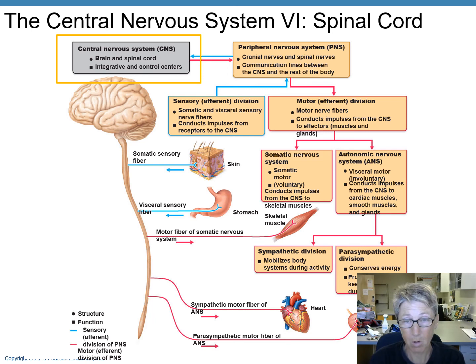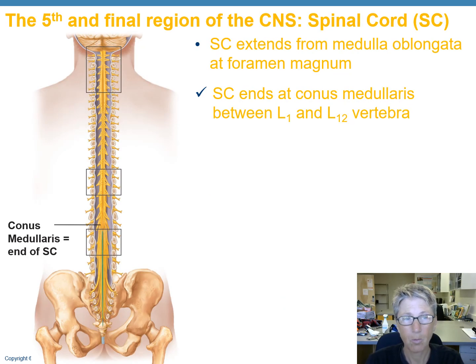This is the spinal cord. I think I'm going to do one more video on some of the stuff that I didn't cover in the previous videos. So let's check out our pen. As usual, it works. So here we go. So this is the fifth and final region of the central nervous system.